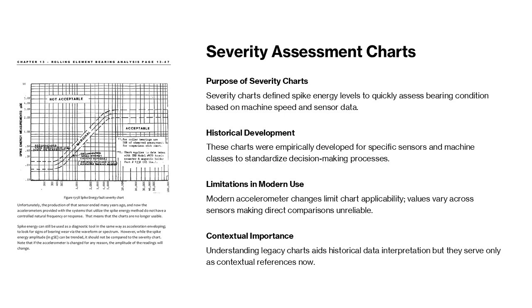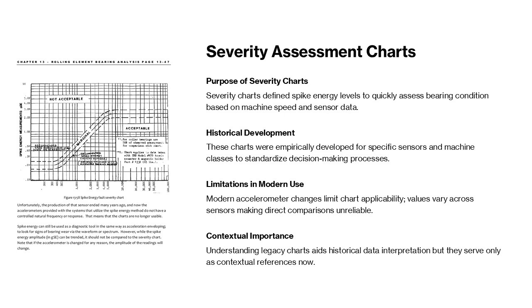spike energy levels. These charts were developed empirically based on specific accelerometer types, machine classes, and operating speeds. Engineers used them as a quick reference to assess bearing health without extensive signal analysis. Typically, the charts plotted spike energy magnitude against machine speed, providing threshold zones for decision-making. While these charts were valuable at the time, their applicability is limited in modern practice.